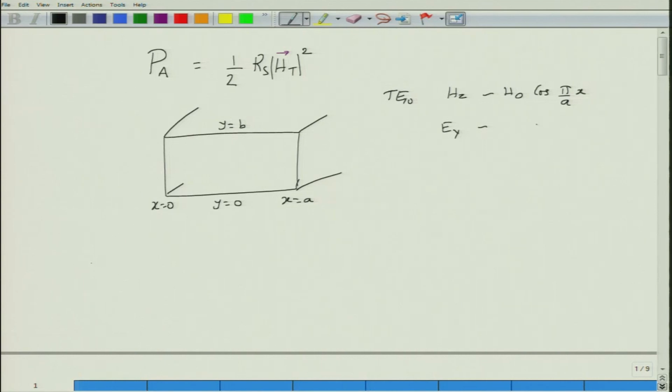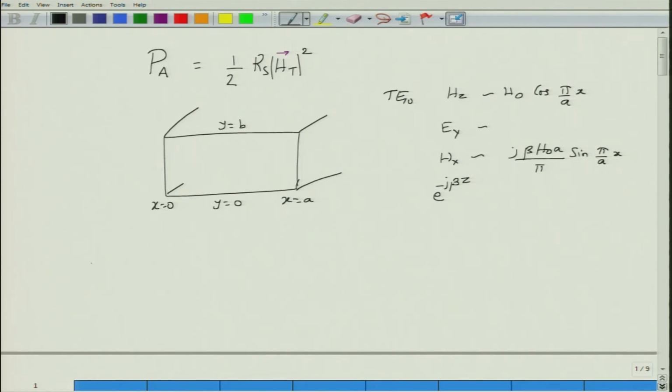You are not really interested in the Ey component; you are interested in the other component, the magnetic field Hx. Hx is given by j beta H0 a divided by pi, which is the constant that multiplies, and its dependence on x is sin(pi x by a). Of course, all these components go in z as e power minus j beta z, where beta is the propagation constant for the TE10 mode.